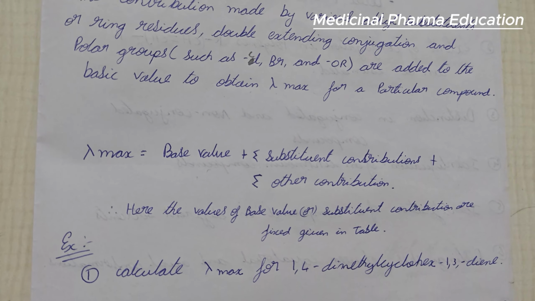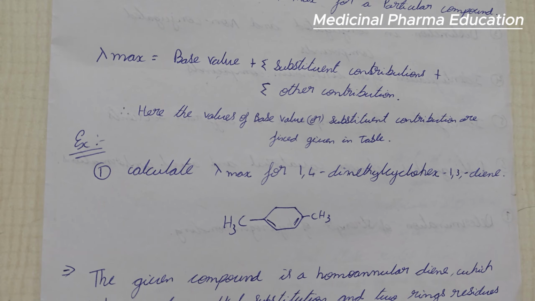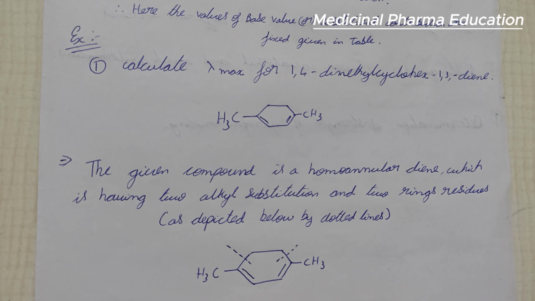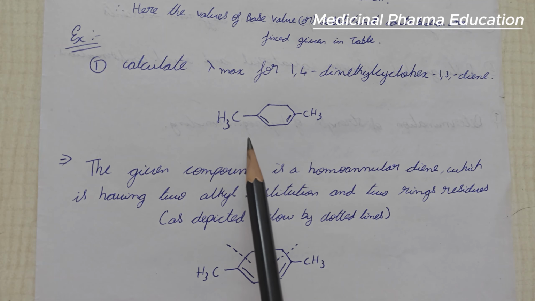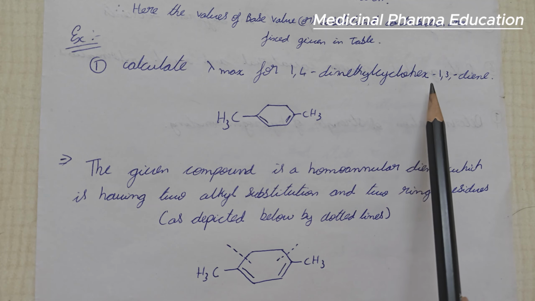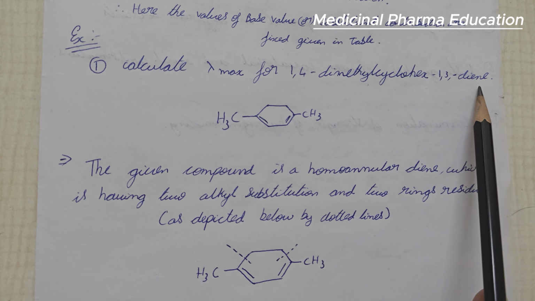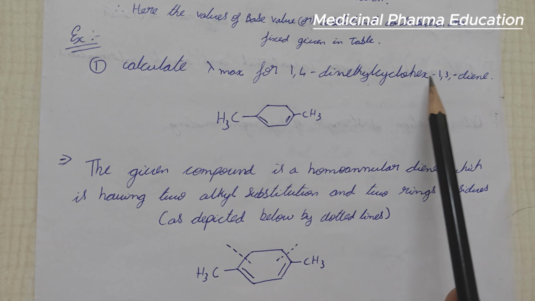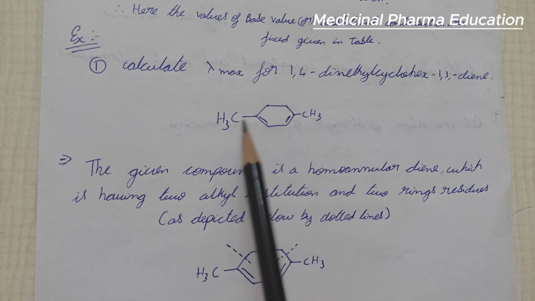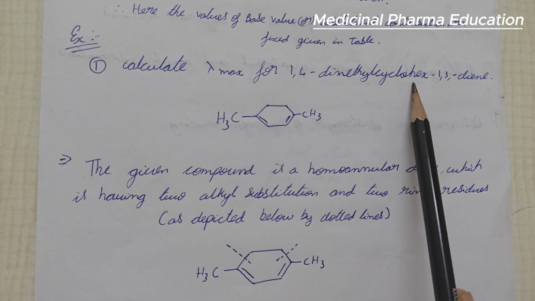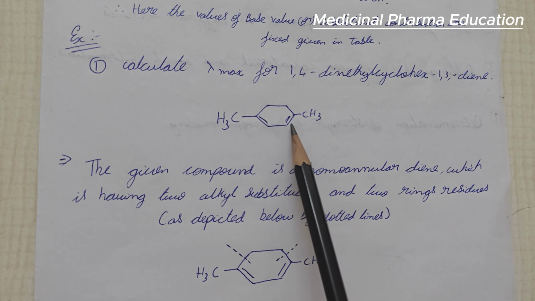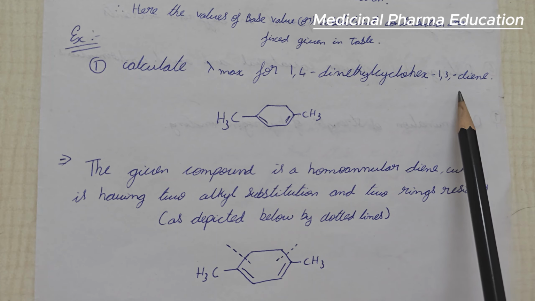I can give an example so that you can better understand how this concept works. See, here we can see the structure. It is 1,4-dimethyl cyclohexa-1,3-diene. Cyclohexane, because hex means 6 carbons, and at the 1 and 3 places we have double bonds, diene.